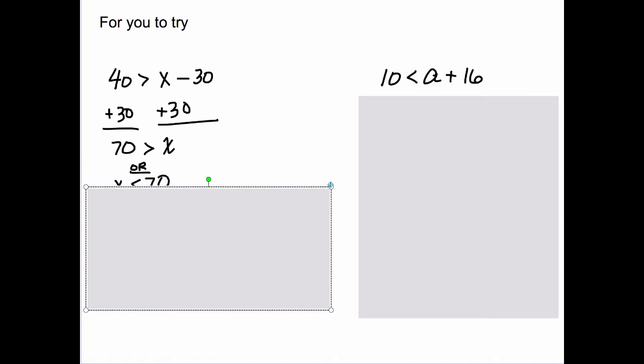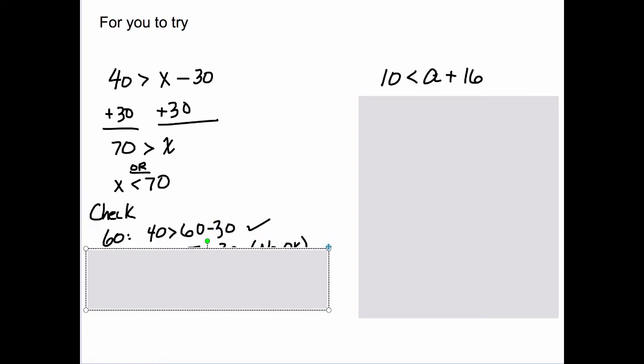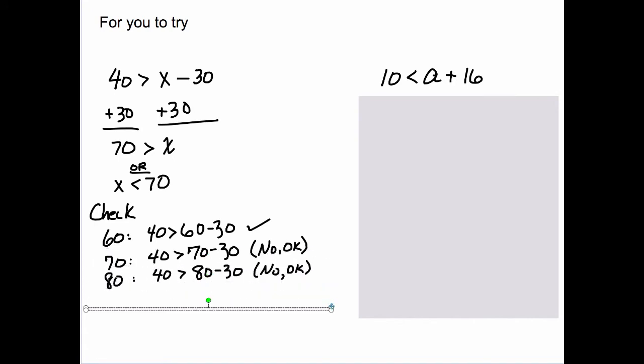We're going to flip everything. So we're going to put the x on the left, 70 on the right, and we're going to flip the inequality. So this solution will be x is less than 70. And you don't have to do that, it just makes it much easier to understand. Okay, so with x is less than 70, we're going to check 60, 70, and 80.